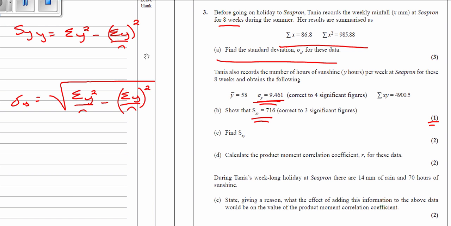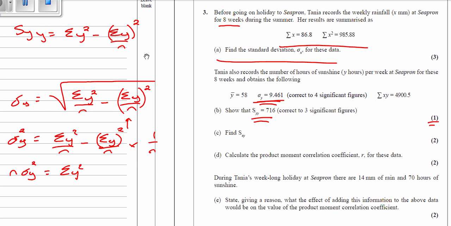So what we're going to do is, if we square both sides, so standard deviation squared, we get sum of y squared over n minus, now what I'm going to do for this here is I'm going to write it as sum of y squared over n and times by 1 over n. Oops, 1 over n, not 1 over 2. Now, if we times both things by n, what we end up getting is n lots of the standard deviation squared, and that equals sum of y squared minus sum of y squared over n, which is SYY, and it's this link.